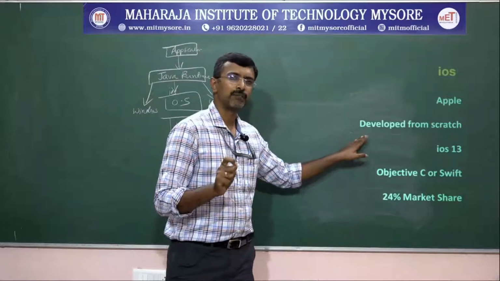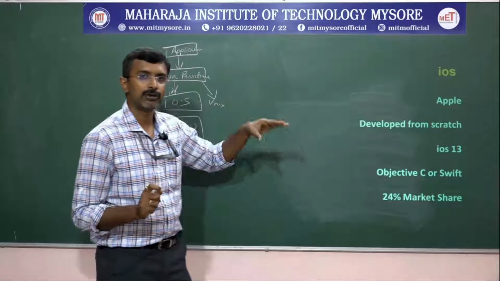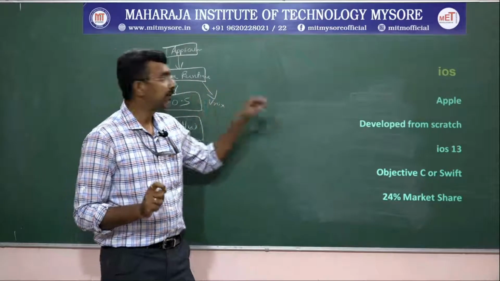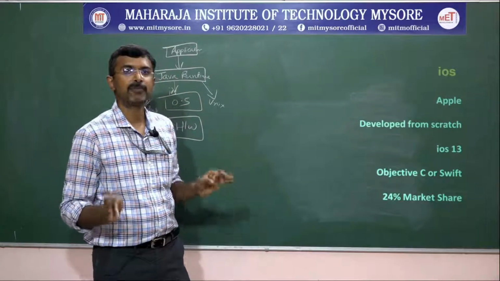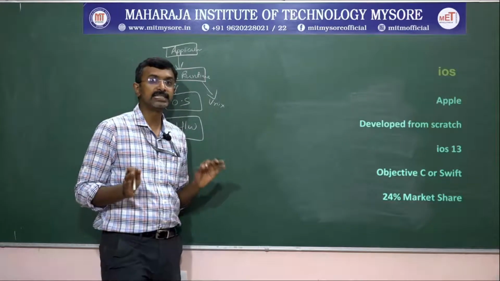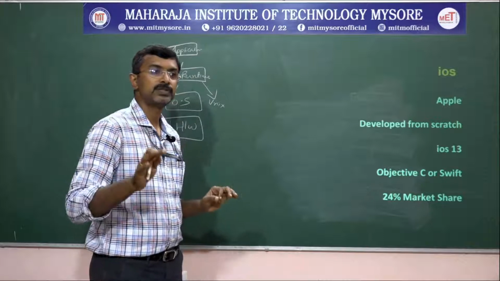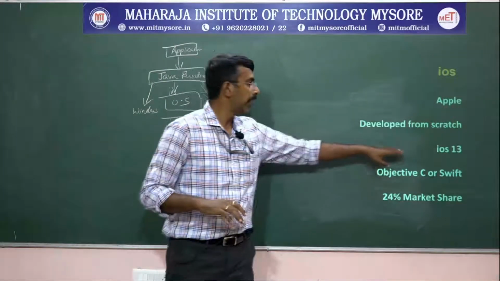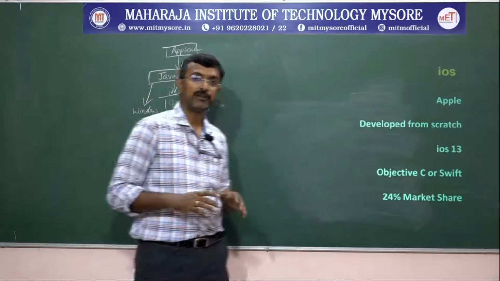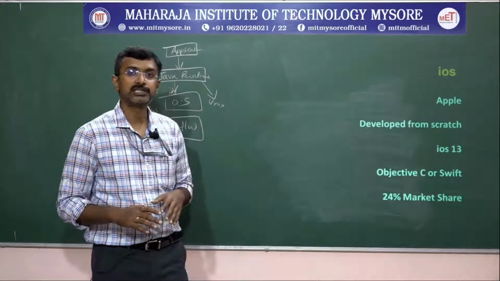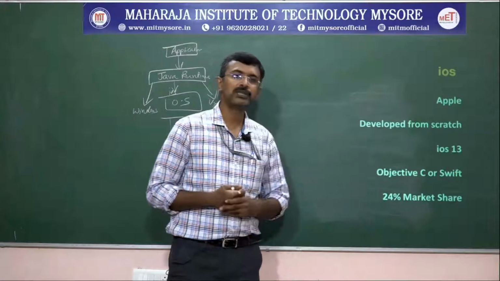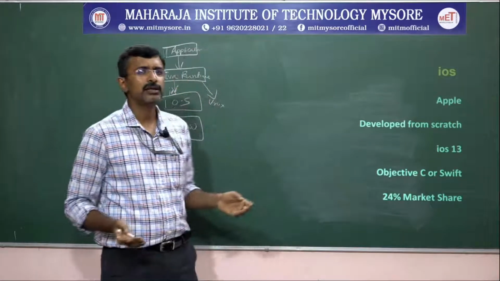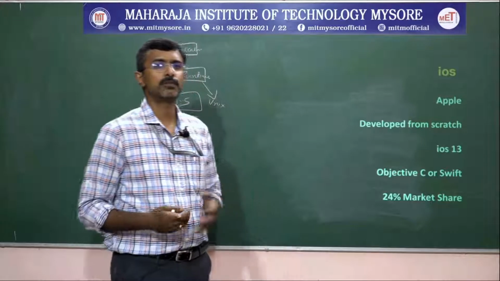And every code is not taken like Android, where they took it from Linux. They developed it from scratch. That is the reason it is faster, high performing. And since it is platform dependent, its performance is very good. Then we have iOS, till date released till the 13th version. It has been developed using Objective-C or Swift. Initially the versions came with Objective-C.